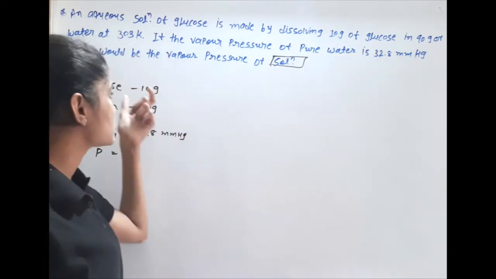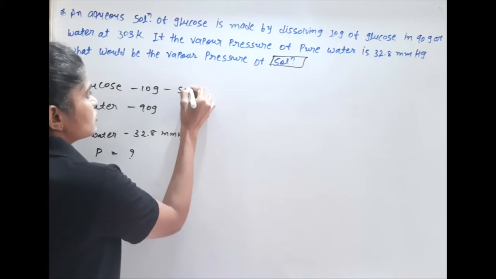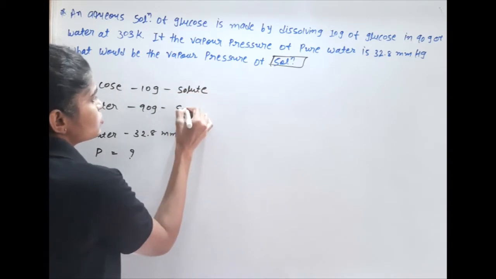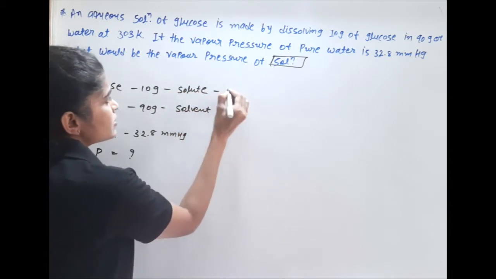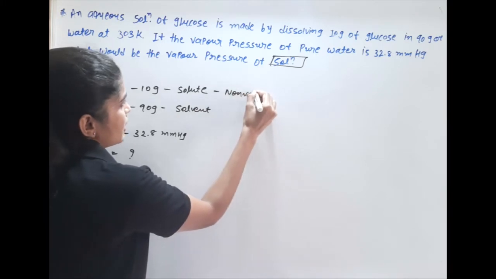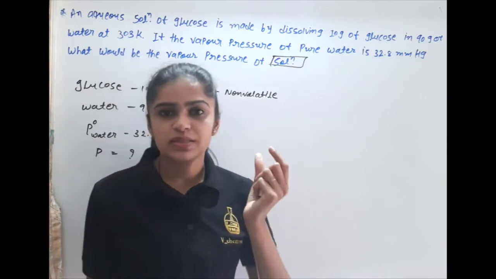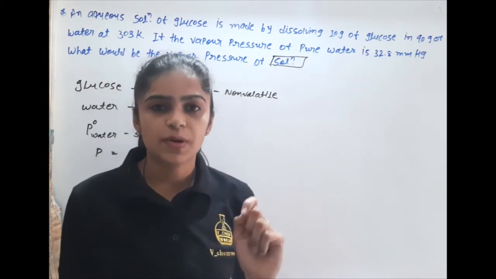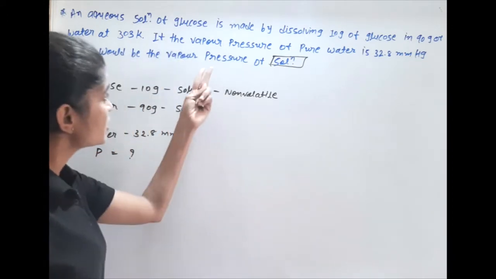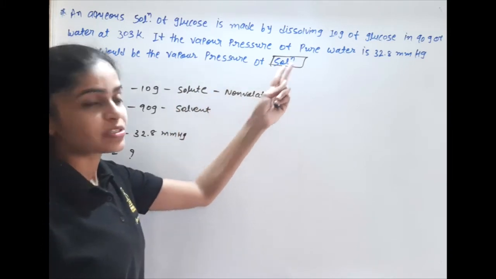So the small amount is glucose, so it acts as the solute. And this is the solvent. And this solute is non-volatile. Whereas the non-volatile solute is present, it does not take part in the vapor pressure. So find out the total value of the vapor pressure of the solution.